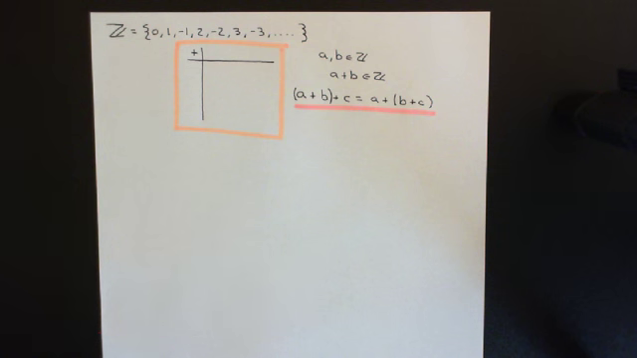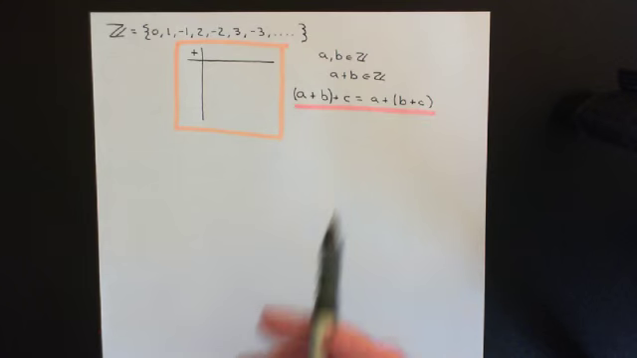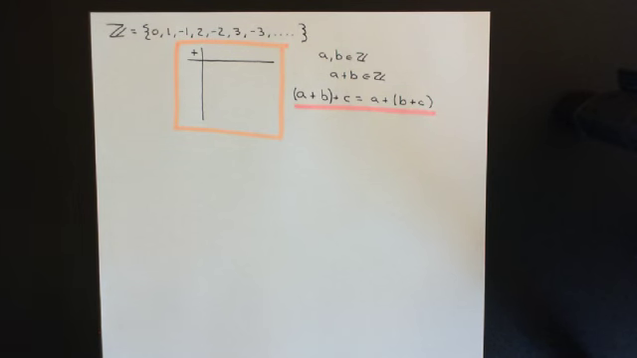Thirdly, it needs to have an identity element. There needs to be an element which will compose or add with any other element to give that other element back again, and that's true whichever way round you compose them. Of course, that's 0. 0 will add to any other element of the integers to just give that other element back again.